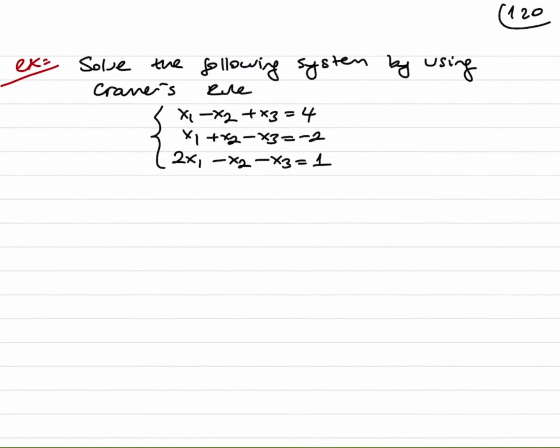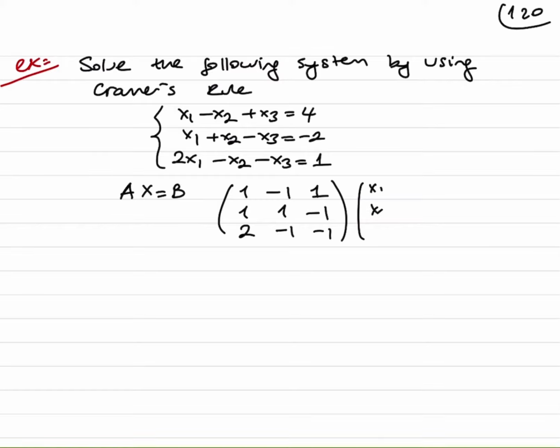Now we will solve the following system by using Cramer's rule. But first let's write the system as A times x is equal to b. We can write it like this: 1, minus 1, 1, 1, 1, minus 1, 2, minus 1. Oh, sorry. Yes, I am going to solve this one.